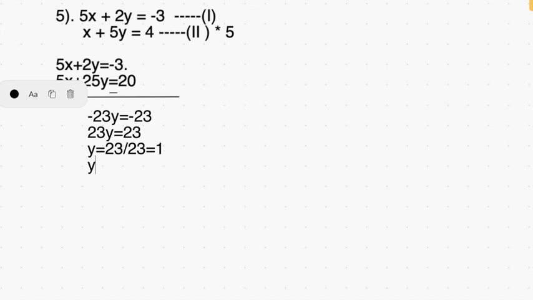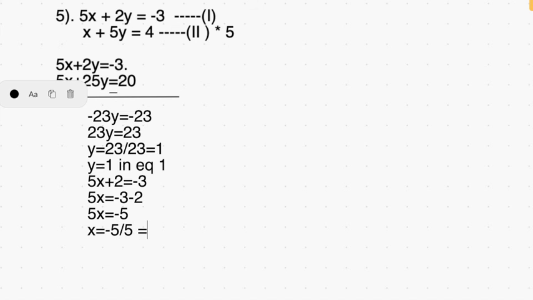So now let's put y is equal to 1 in equation 1, right? So I put 5x, x I have to find, 2 into 1 is 2 is equal to minus 3, correct? So I got 5x is equal to minus 3 minus 2, because the plus on the left hand side becomes a minus when it moves to the right hand side. And again I have 5x is equal to minus 5. So I got x is equal to minus 5 divided by 5, right, which is equal to minus 1. So I got x is equal to minus 1 and y is equal to 1. So this was related to the fifth one.